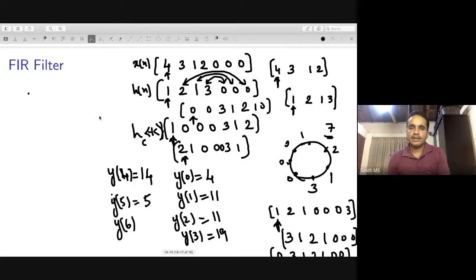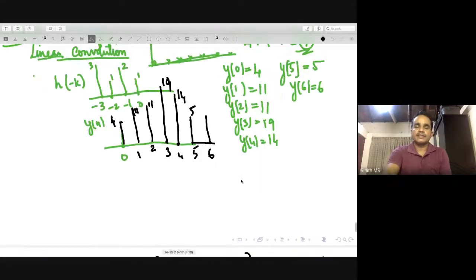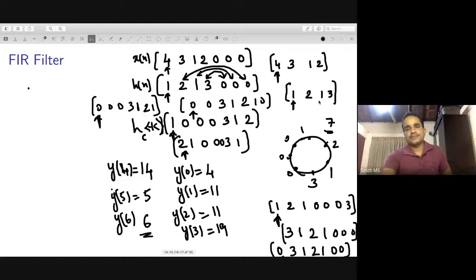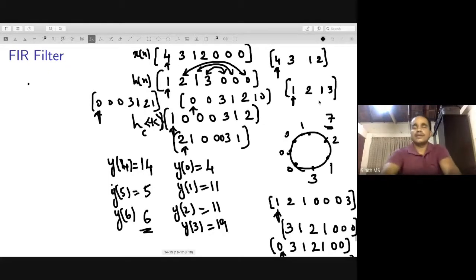Again, you do a time reversal. So this 0 will come here, 3 zeros, 3, 1, 2, 1. Again, you multiply it with this. You have 3 zeros, so these are left out. Fourth one, 3 into 2, 6. So basically you get 4, 11, 11, 19, 14, 5 and 6. That is what y6 is, 6. We have got y6 here. So this is how you do linear convolution using circular convolution. Hope it is clear to you.